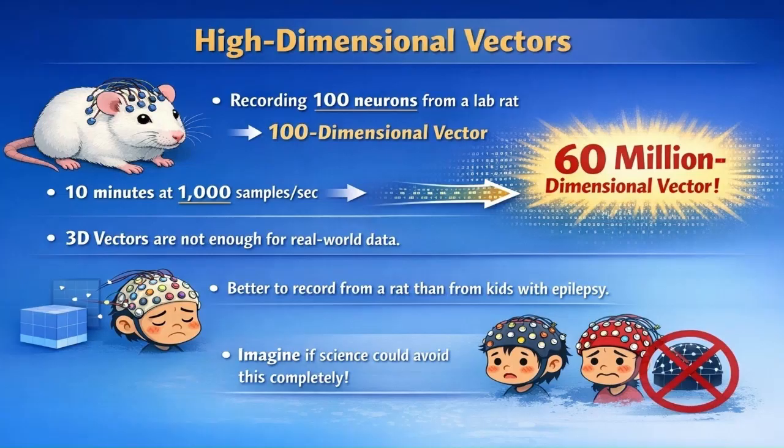High-dimensional vectors show up even in neuroscience. Imagine recording 100 neurons from a lab rat named Fred at the same time. That's a 100-dimensional vector just for one moment. If we record for 10 minutes and sample 1,000 times per second, we end up with a 60 million dimensional vector. Clearly, a simple 3-dimensional vector is enough for many real-world situations.